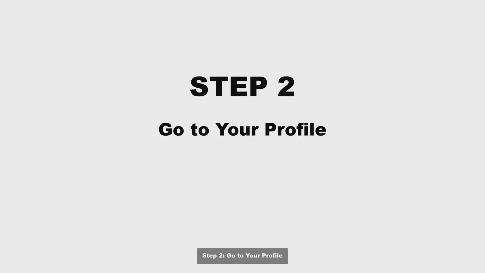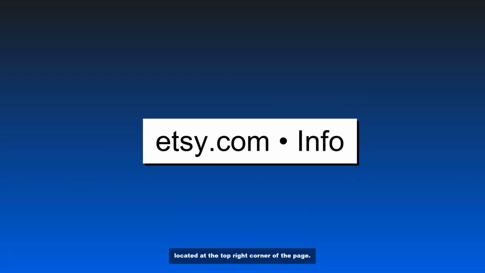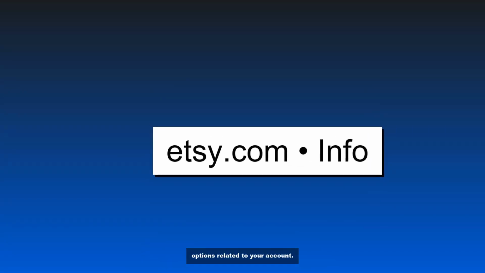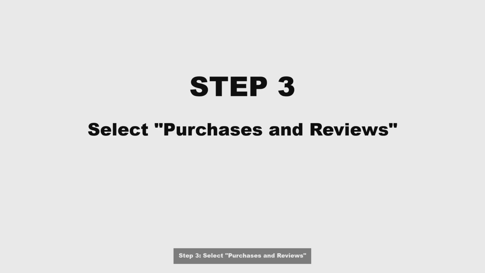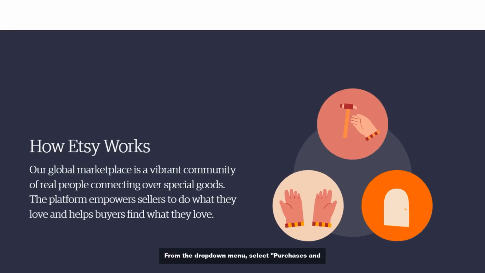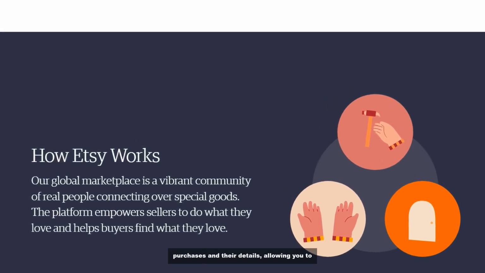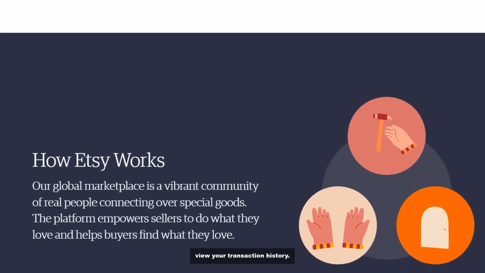Step 2. Go to your profile. Once logged in, click on your profile icon located at the top right corner of the page. This will open a drop-down menu with various options related to your account. Step 3. Select Purchases and Reviews. From the drop-down menu, select Purchases and Reviews. This section contains all your past purchases and their details, allowing you to view your transaction history.